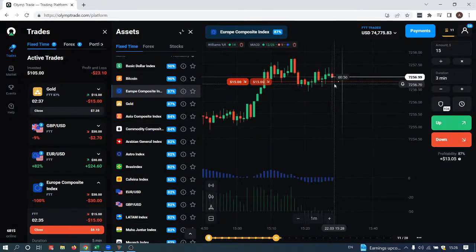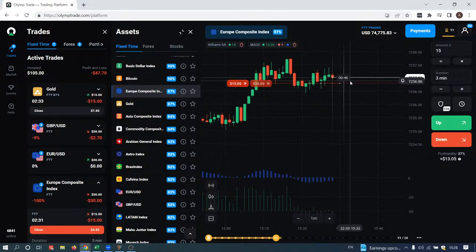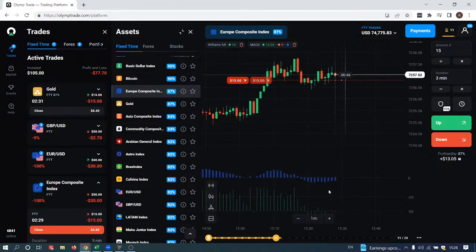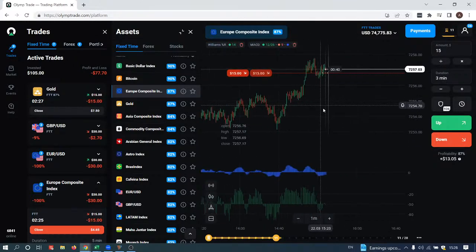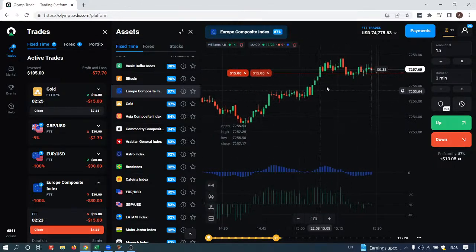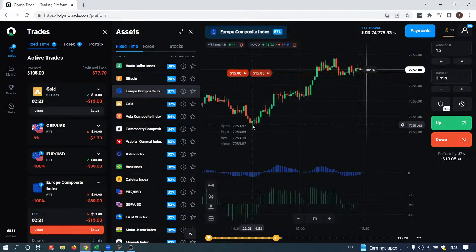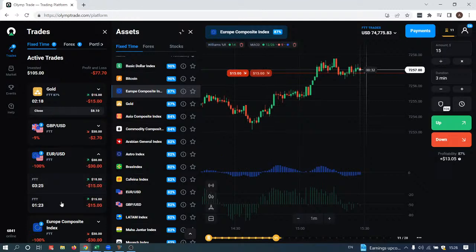Even though on the Europe Composite Index we are going sideways, the indicators are telling us that we are about to reverse. If the line here breaks this support level, then we can really go down. Let's see what we are going to see.